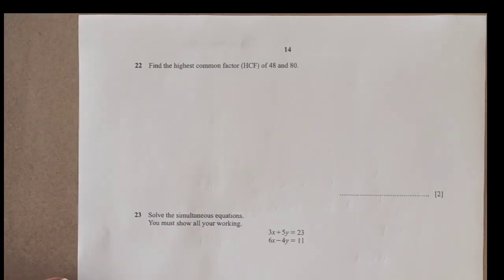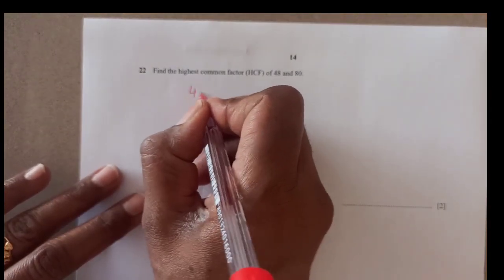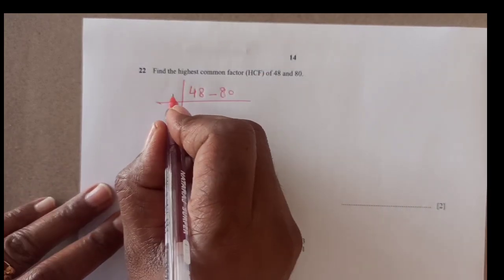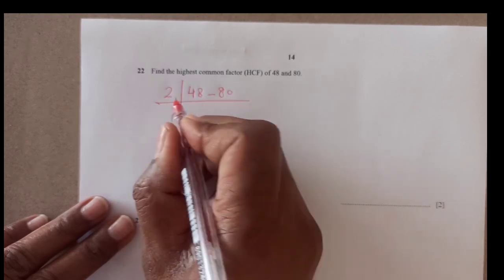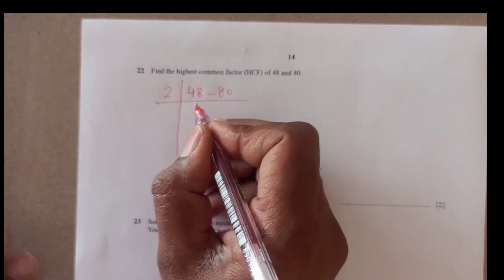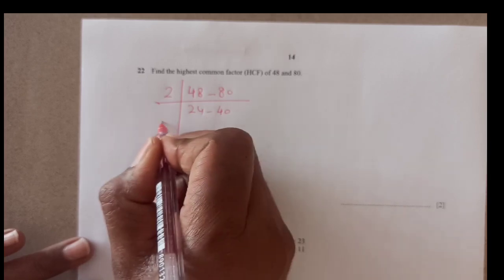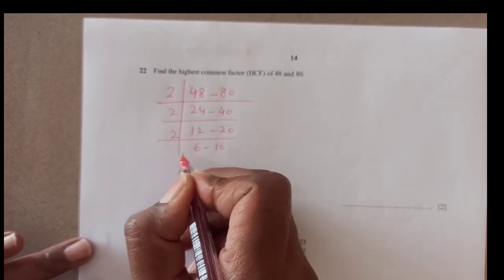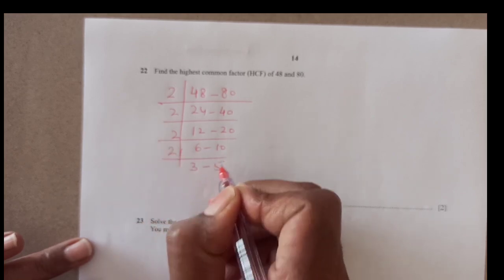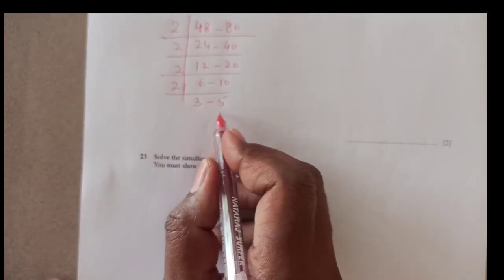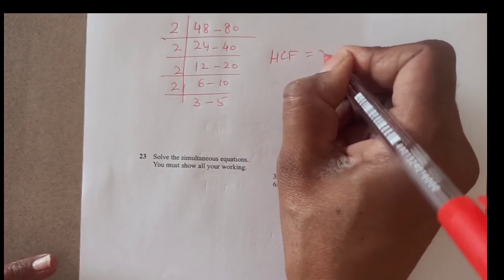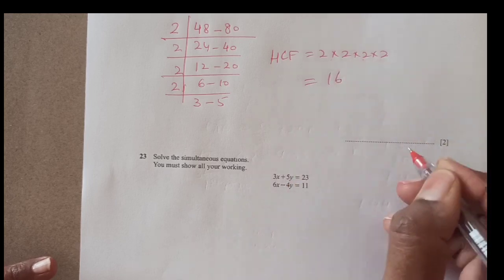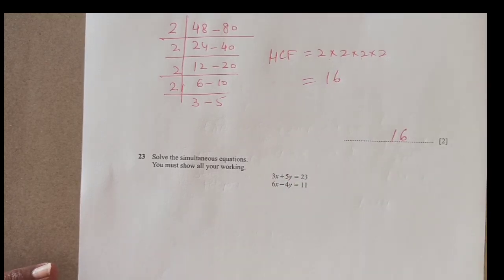Now question number 22, find the HCF of this. So for HCF, you always use the division method. So take a prime number here, which divides both of them. Like here, it is going to divide as 24, 40, divide by 2 again, 12, 20, by 2 again, by 2 again. Now there is no number that can divide both 3 and 5. So HCF is 2 times 2 times 2 times 2. 4 times 2, 8 times 2 is 16. So 16 is the final answer for that, right?